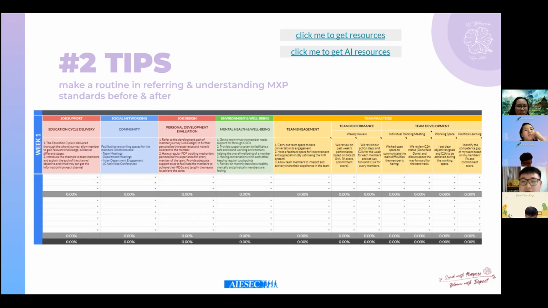What they need to do is understand each of the MX standards, like what things they should do before they even join the team meetings. And after the team meeting, they can come back and update whether they have done this specific standard with their team or not.